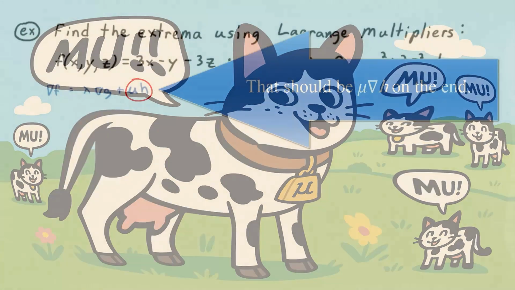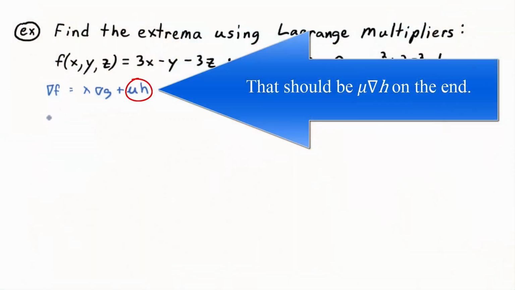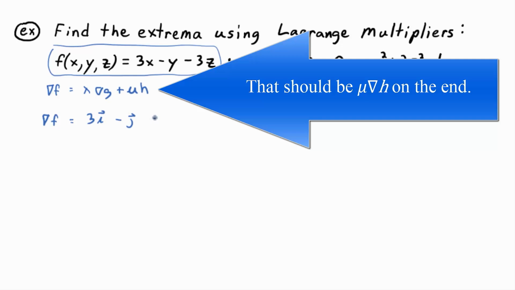All right, let's hold it together. Just this example and one more, and that's it. So del f, what would that be? Focus your eyes on this one. It's not a bad one. 3i minus j minus 3k. Oh, that's the easiest one you've seen yet.